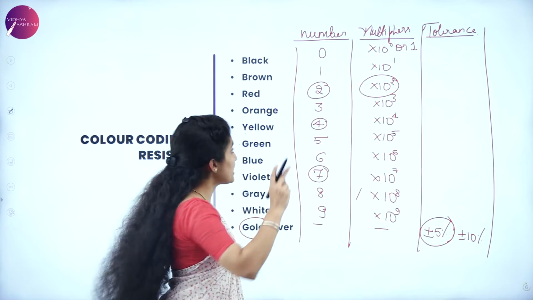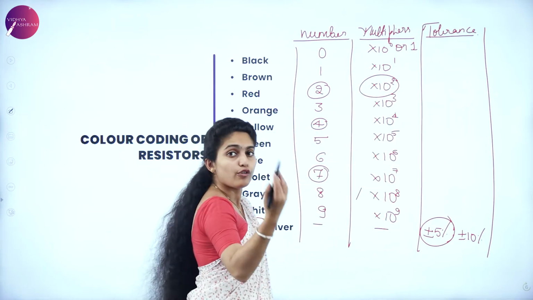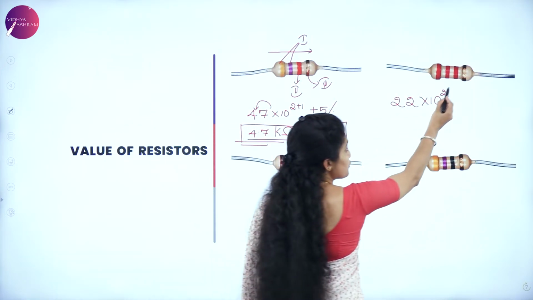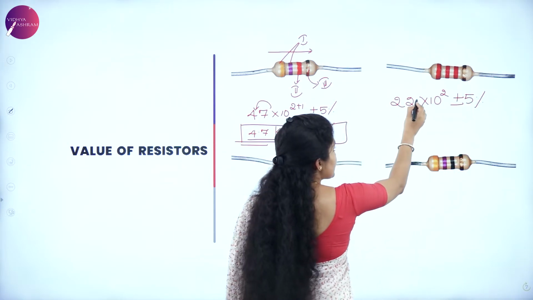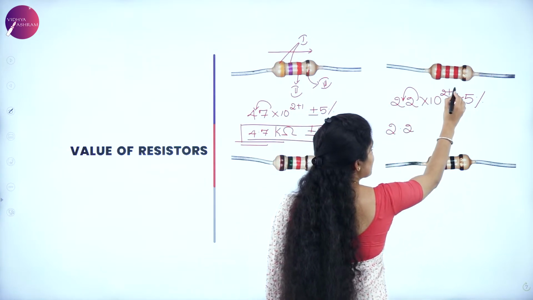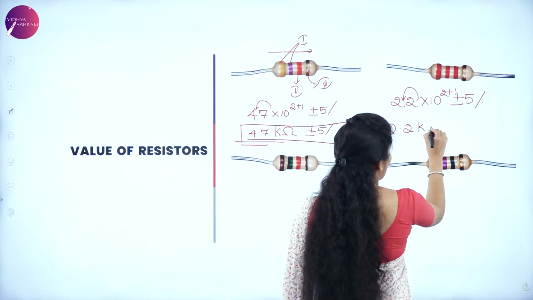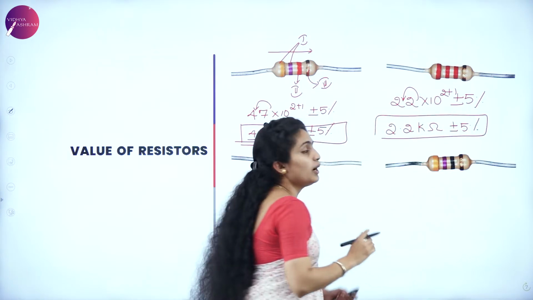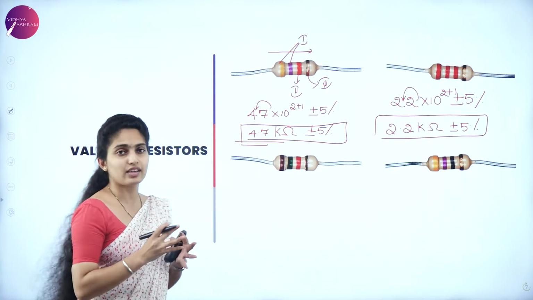So the first 2 values have to be seen in the numbers column. The third value should be seen in multipliers. The fourth value should be seen in the tolerance section. Okay. So now into 10 to the power of 2, and gold is the tolerance of plus or minus 5%. And adding this 1 point here, what happens? 22 becomes 2.2, it becomes plus 1. So into 10 to the power of 3 is nothing but kilo. So it becomes kilo ohms. Tolerance is plus or minus 5%. So this is how you measure the resistance of these resistors. Okay. So these are the values.